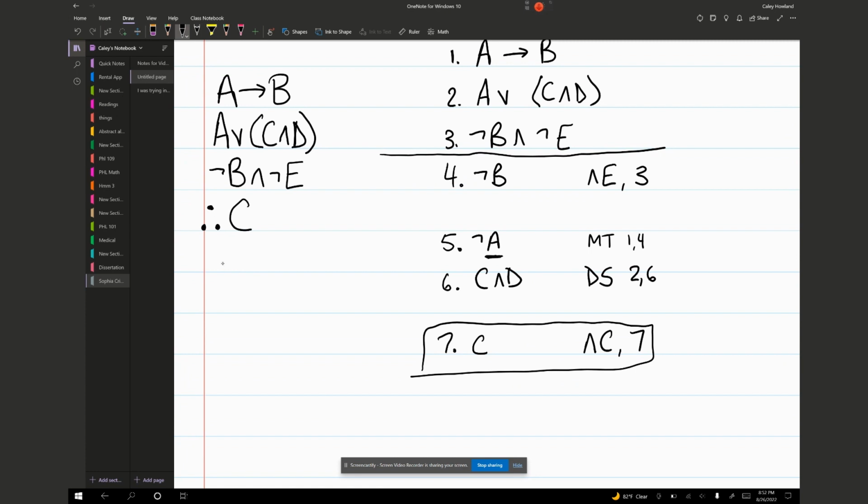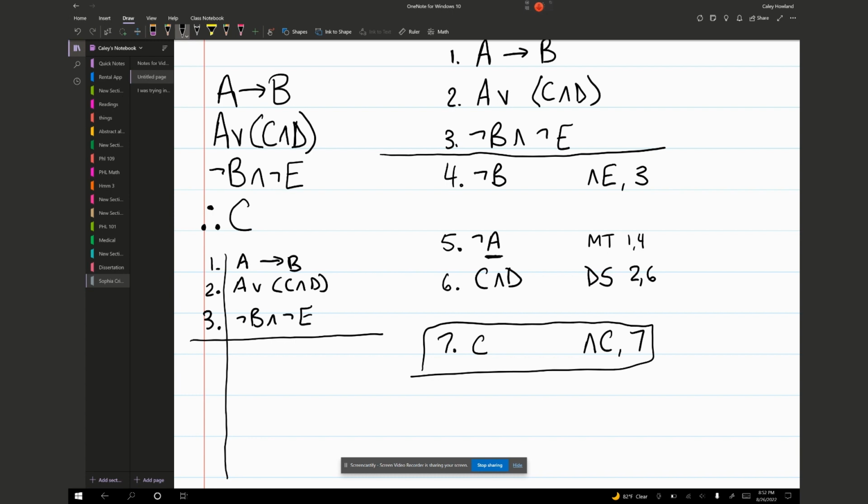So remember the way that works. I put a line on the right-hand side and I put a line underneath where my premises are going to go. So the first premise, we label a 1 to the left, and the premise is if A, then B. And then we do a second line, A or C and D. That's our second premise. And then our third premise is not B and not E. All right, so those are our premises. So now I'm going to just number my derivations and arrive at my conclusion. So my next derivation is not B, and I know I arrived at that by conjunction elimination of 3.